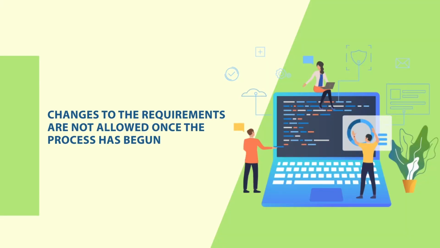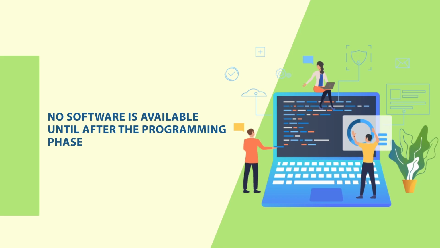Because there is no flexibility here, and every time as we are going ahead, the previous step needs to be frozen. For example, changes to the requirements are not allowed once the process has begun. No software is available until after the programming phase. So, there will not be any kind of software availability until we go to the programming phase.